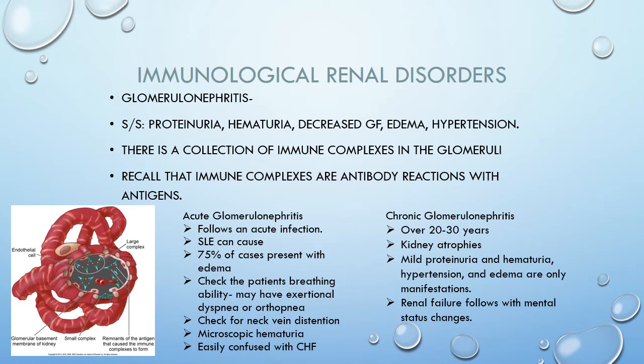Chronic glomerular nephritis usually occurs over a time span of 20 to 30 years. The kidney atrophies. There will be mild proteinuria and hematuria. Hypertension and edema are the only manifestations generally seen. Renal failure follows with mental status changes.